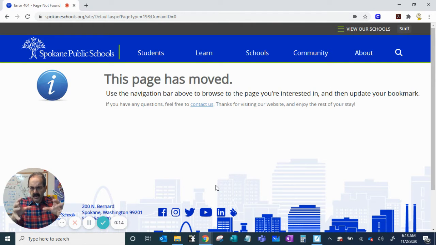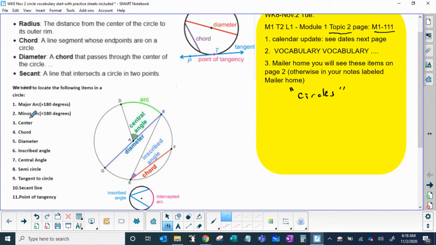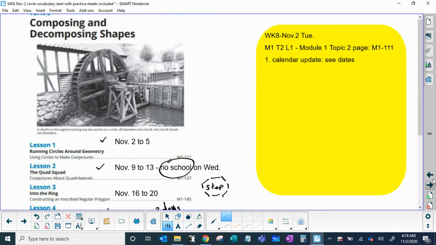Wow, we've got to do circles. It's topic 2, it's November, and it's week 8. So let's get started. This week, week 8, November 2nd, it's Tuesday. Topic 2, page M1-111. We're talking about circles, all this vocabulary. Circles are 360 degrees. What if we break them into pieces? We've got major arcs, minor arcs, and semicircles. So let's get started, okay?